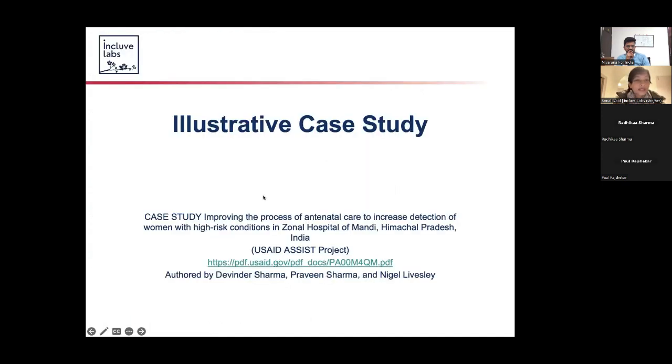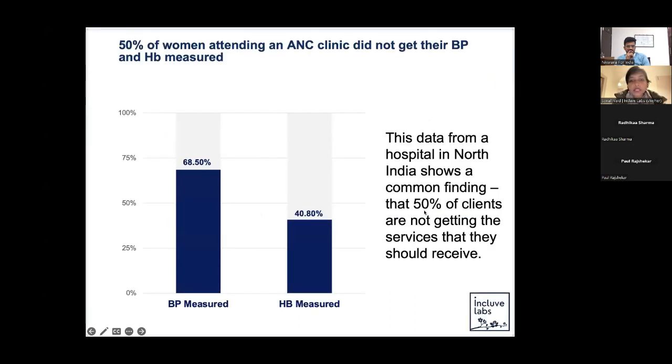Okay, so what does this really mean? Like I keep saying, quality improvement, healthcare improvement. This is an example of a project, and there are many such examples online. This is from Himachal, Mandi, way back in 2015-16, authored by Nigel, Praveen, Devinder. I was also on this project. We use this because it's a clear example.